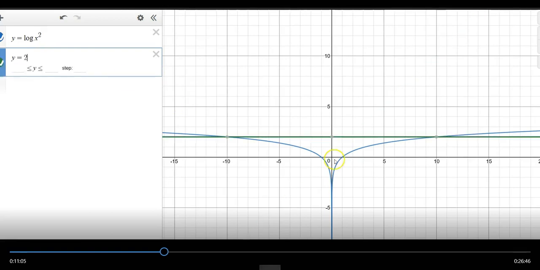y equals x, y equals 2. There are two answers to the question. All right? Okay, yep. 10 and negative 10. That's interesting because there's a vertical asymptote down the middle.